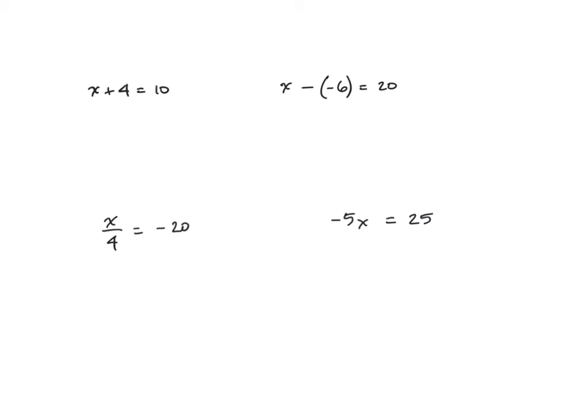The way I like to look at this stuff is I'm just trying to undo everything that's happening to x, and I'm going to undo it in the reverse order of PEMDAS. For now, we only have one step, so we're just going to undo what's happening.